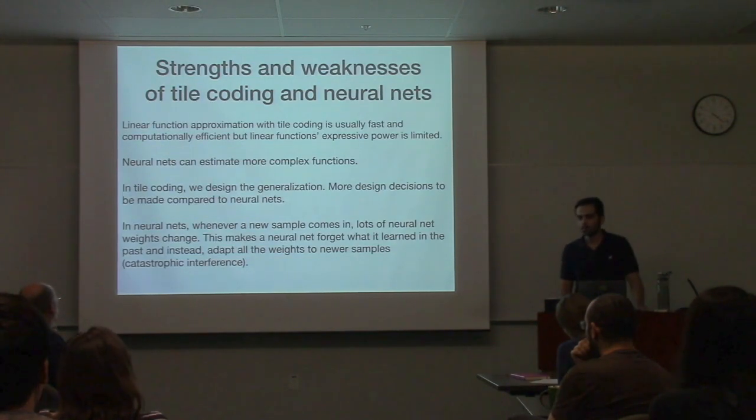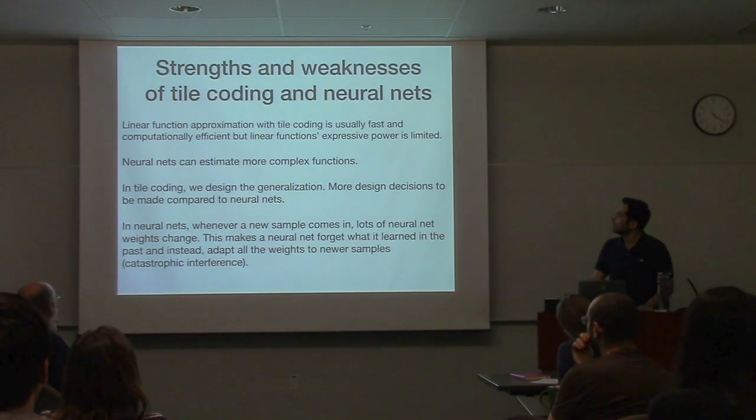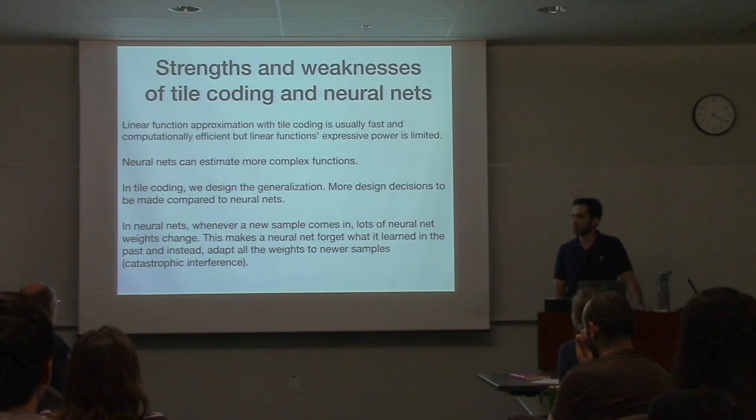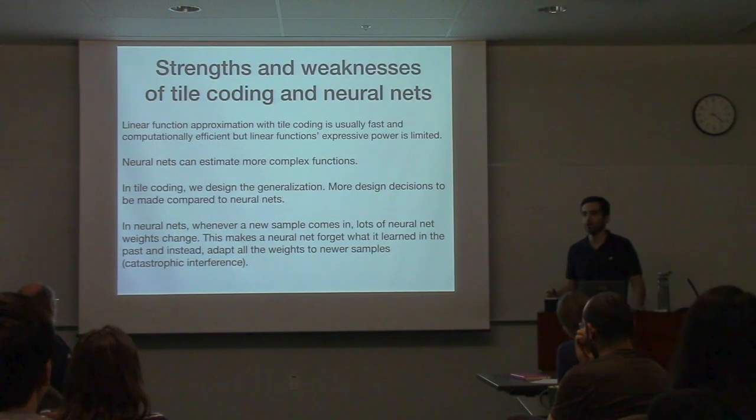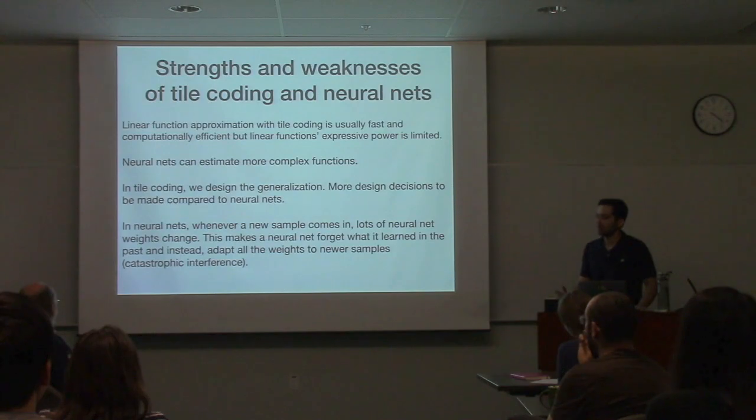Each method has some strengths and weaknesses. I'm going to mention a couple of them here. Linear function approximation with tile coding is usually fast and computationally efficient because it's linear function approximation. But the linear function's expressive power is limited. The number of functions that a linear function can approximate is less than the number of functions that a nonlinear function can approximate. Neural networks, on the other hand, can potentially estimate more complex functions.